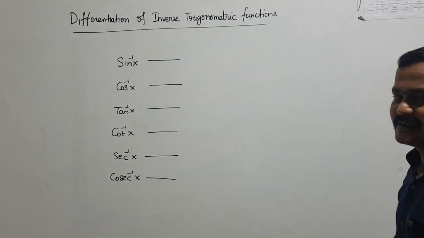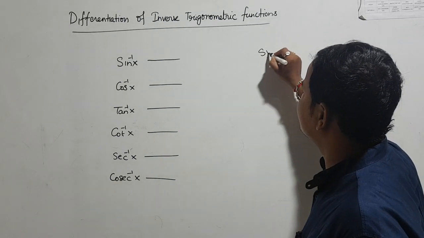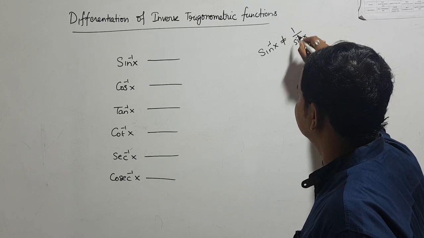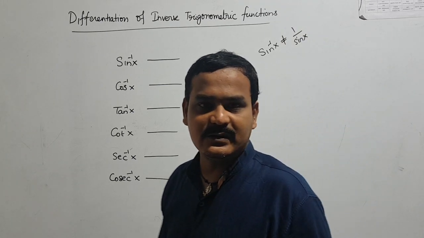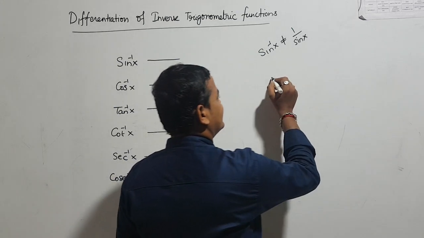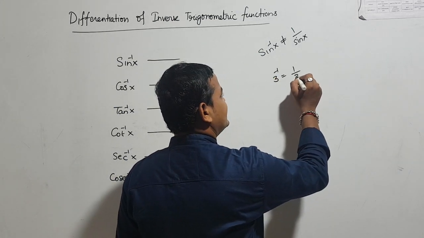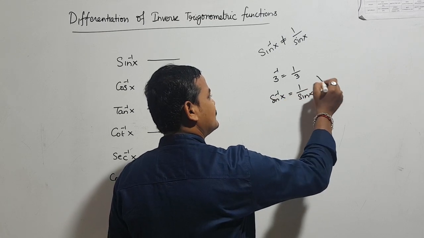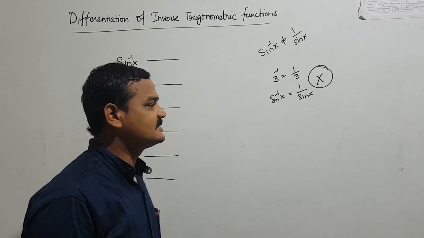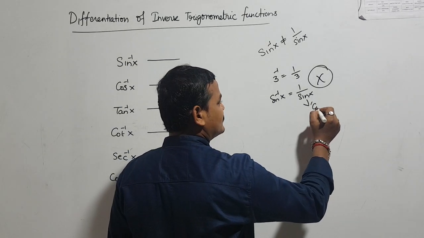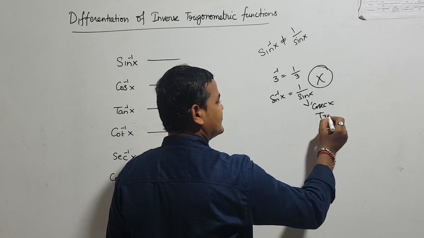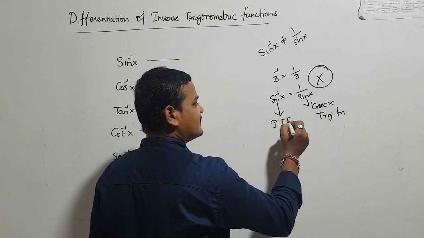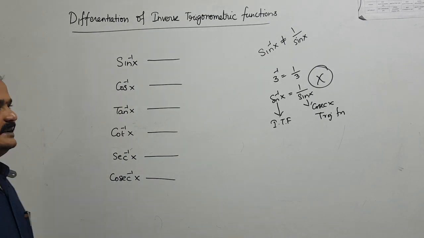First of all, try to remember that sin inverse of x is never equal to 1 by sin x. Someone may say, sir, 3 inverse is equal to 1 by 3, so sin inverse of x is equal to 1 by sin x. It is completely wrong, because 1 by sin x is equal to cosec x. Sin x is a trigonometric function and sin inverse is an inverse trigonometric function. Both can never be equal.